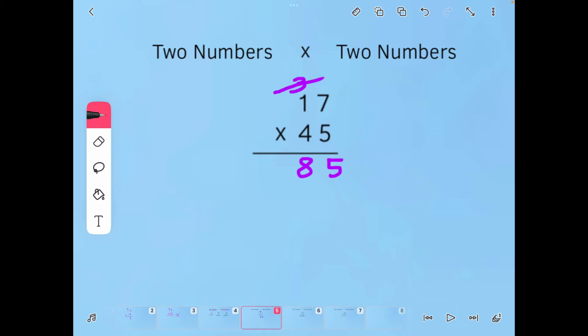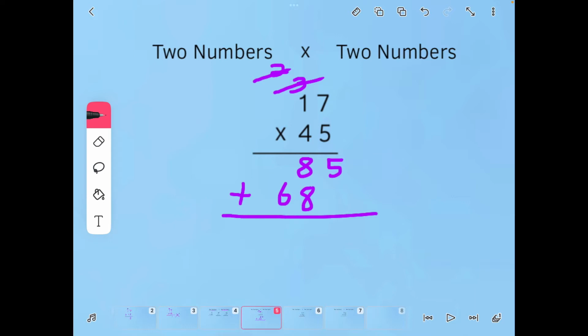4 times 7 equals 28. So we'll write the 8 and we'll carry the 2. Now I have 4 times 1 equals 4. 4 plus 2 equals 6. So I'll draw my line, write the addition sign, and I can cross off my carry. I can leave it there. Sometimes I do, but it's a good habit to cross it off.